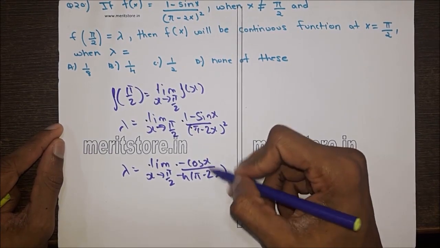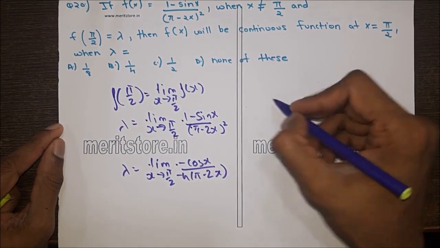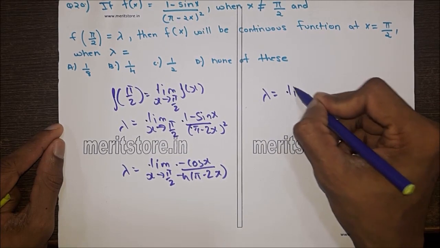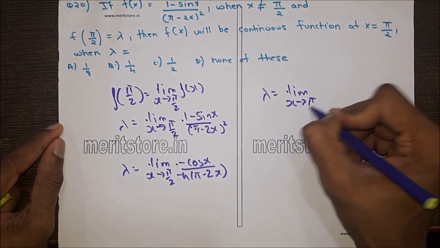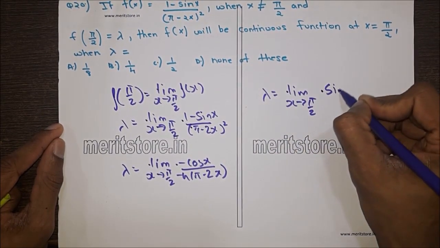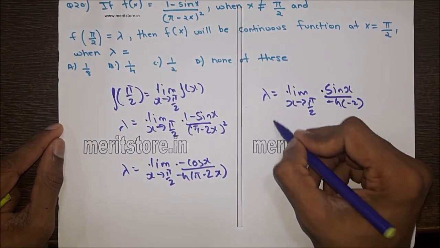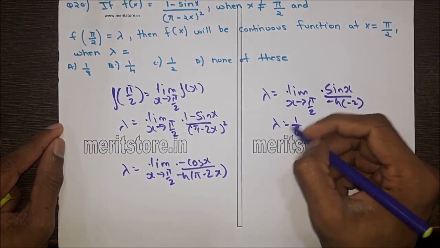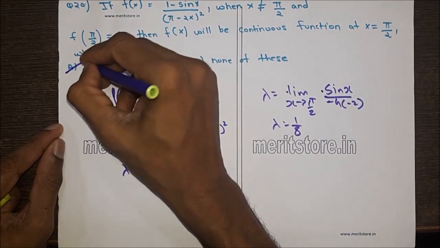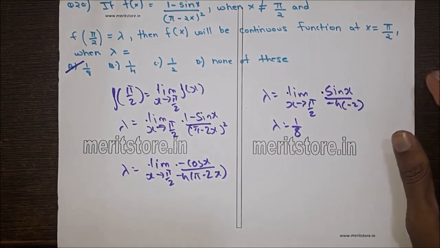Again, we apply L'Hospital's rule on the right hand side, and we get lambda equal to the limit as x approaches pi by 2 of sin x upon minus 4 times minus 2, which gives lambda equal to 1 by 8, which matches with option A. Therefore option A is the correct answer.